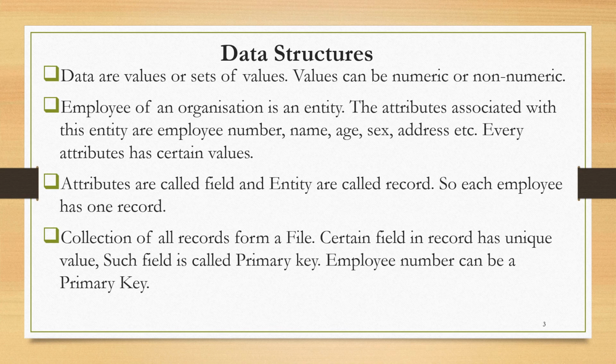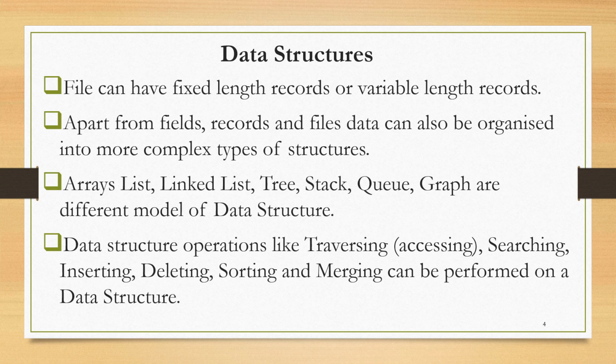The records are sometimes called entities, and each entity has some attributes. They are called fields. For example, an employee record will have employee number, name, age, sex, address, etc. This is one data structure. Now this file where the employee records are stored can be of fixed length or variable length. Now this is one way of organizing data of employees.